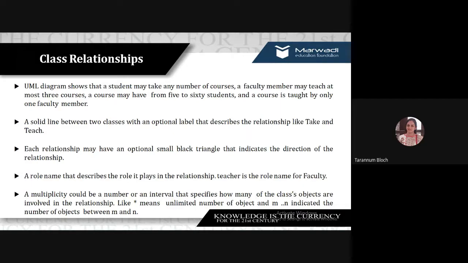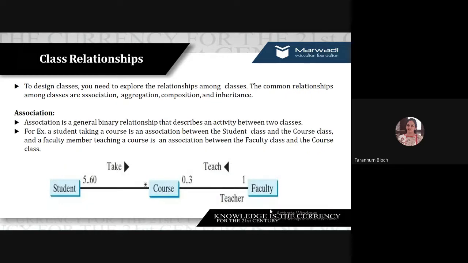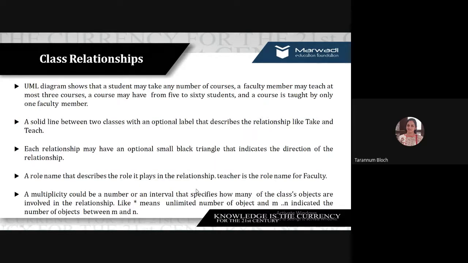So I'm reading the first paragraph. It says, UML diagram shows that a student may take any number of courses. You can take 1, you can take unlimited, like 2, 3, 4, 5, 6, fine. But you see faculty member, it is saying 1, right? So it means at least one faculty has to teach the course. And for the course, it is 0 dash dash 3, right? What does it mean? A faculty member may teach at most 3 courses. And a course may have 5 to 60 students.